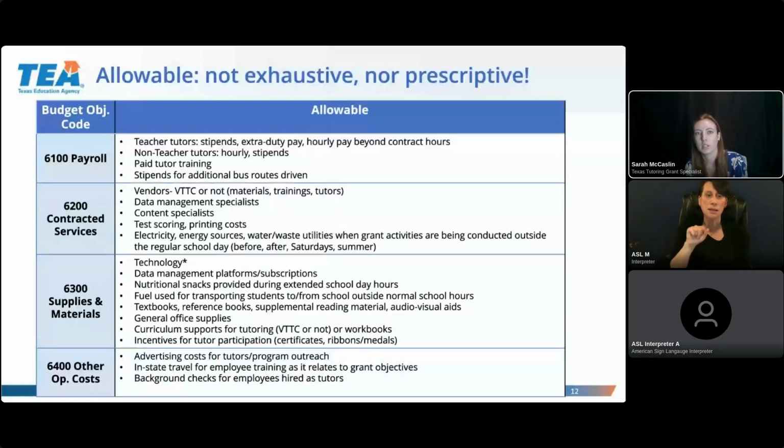Data management specialist. Do you need to contract somebody to help more at a local level, organize your data, disaggregate your data, and really use it to turn it around and inform your tutoring practices that you're experiencing in your district? Content specialist. Part of the grant objective is to figure out where are the gaps.